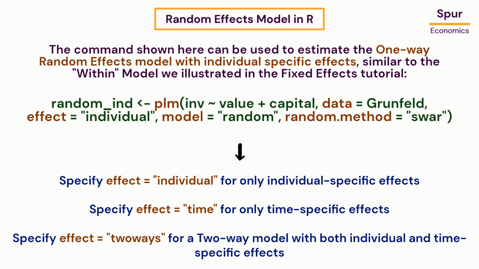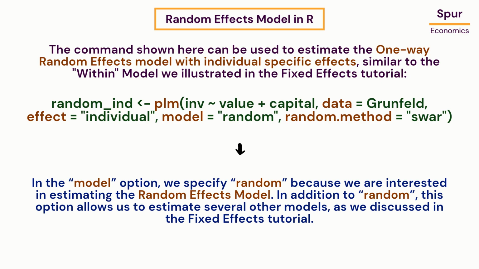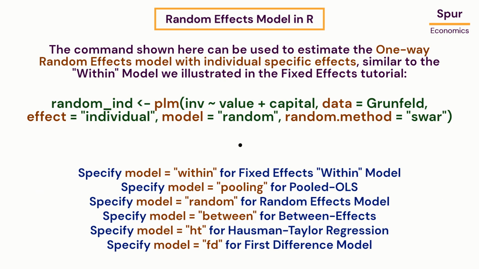Similarly, we can specify time to include only the time-specific effects. Finally, we have the option to specify twoways if we are estimating a two-way model to include both individual and time-specific effects in the model. In the model option we specify random because we are interested in estimating the random effects model. In addition to random, this option allows us to estimate several other models as we discussed in the fixed effects tutorial. For example, we can specify pooling for a pooled OLS model, within to estimate the fixed effects within model, between for a between effects model, ht for Hausman-Taylor regression, and fd for a first difference model.